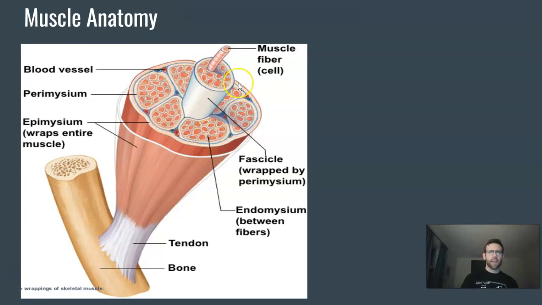You can see a muscle fiber or like a muscle cell. Again, muscle fiber and muscle cell, same thing. You can see what that looks like in this picture here. And then one important distinction here is that when we talk about muscle and how it connects to bone, that is through tendons. So muscles connect to bones with tendons.